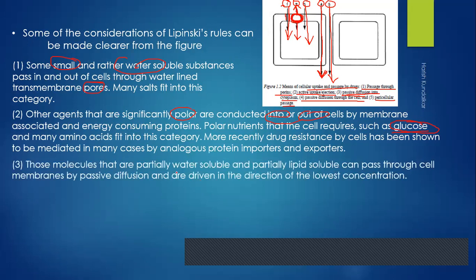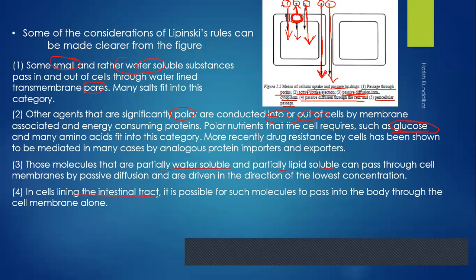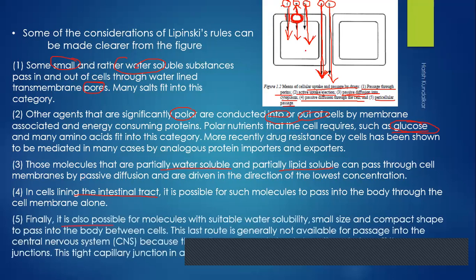Then we have category number 3, wherein the molecules are partially water soluble and partially lipid soluble, and they will pass in through route number 3, passive diffusion into the cell. Now, route number 4 is the linings of the intestinal tract, wherein the drug will pass through the cell membrane and reach the other side of the cell. And finally, 5 is where there is an interstitial junction between the cells, as the cells are loosely held, in the intestinal absorption barrier. So if we have the cells being loosely held, then route number 5 is followed.